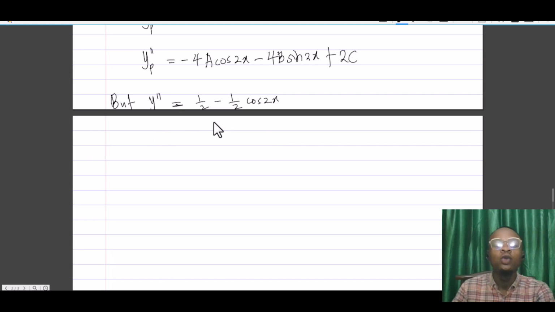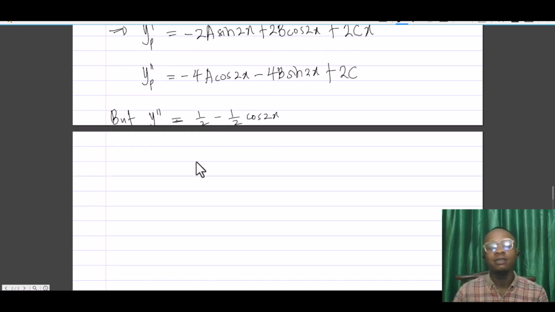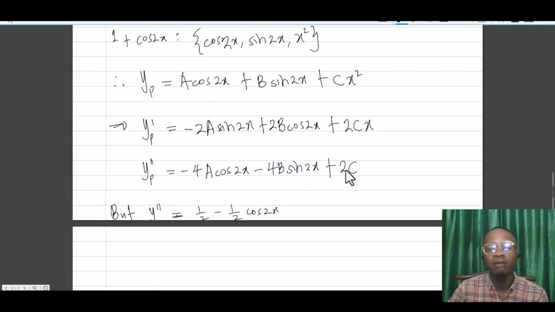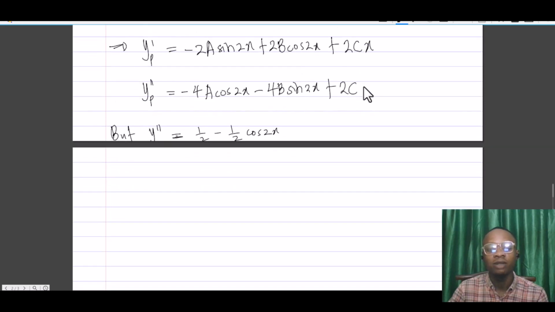Okay. So what is the next thing to do now? We will have this to be looking at y prime prime. So just identify all the terms present here. We have cos 2x, we have sine 2x, we have the constant 1, we have x squared. So we have to take them one after the other and equate their corresponding coefficients.